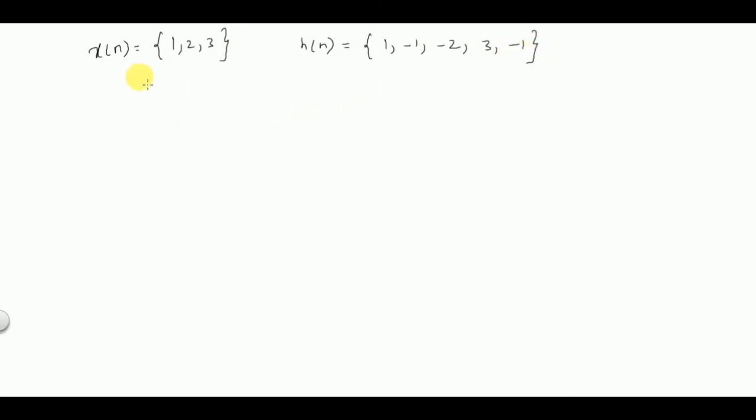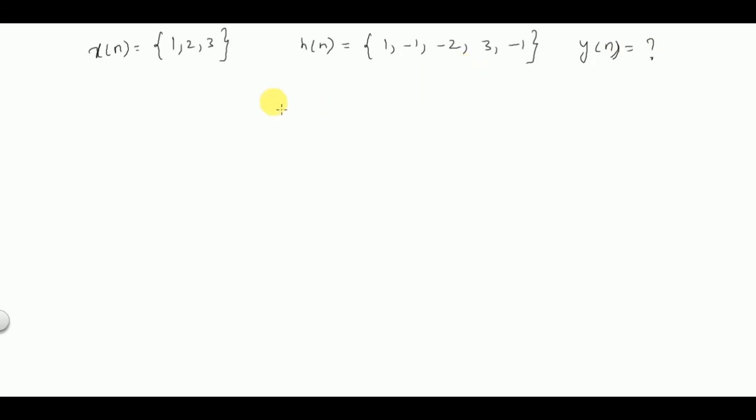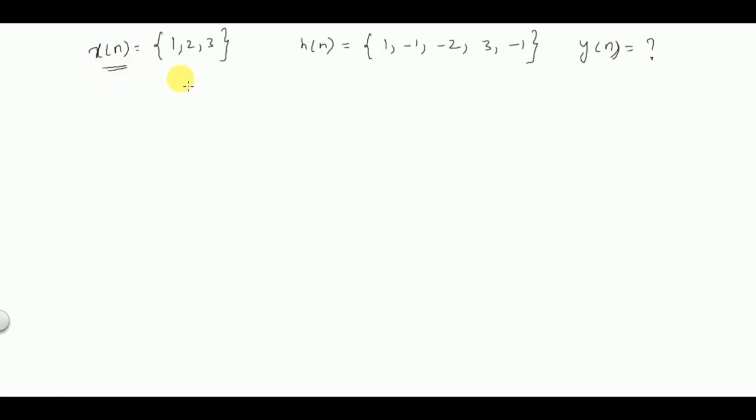Okay, so if this is your x of n and h of n, then we'll find y of n by using circular convolution, that is, the matrix multiplication method. First of all, we have to see whether the number of samples of x of n and h of n are equal or not.